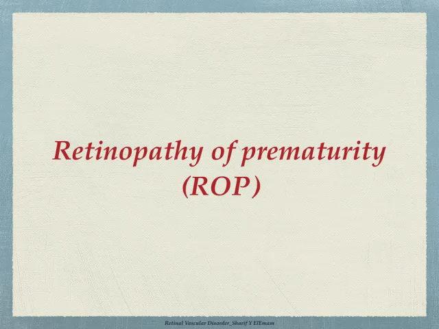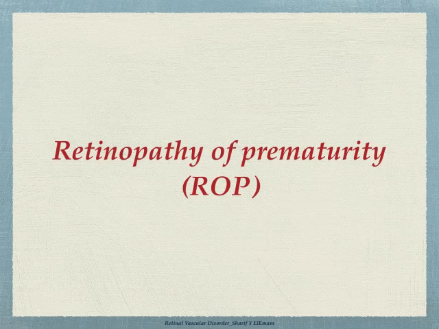The last entity or variant of retinopathy due to systemic disease is the retinopathy of prematurity, or it's shortened as ROP. Different names were given to this disease before. The most common name was retrolental fibroplasia. However, this name is not used anymore. The main name for this disease right now is retinopathy of prematurity.